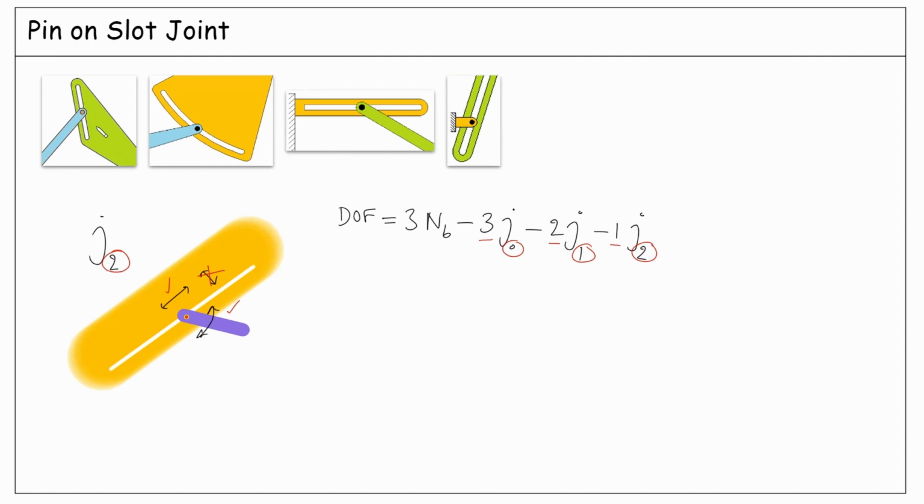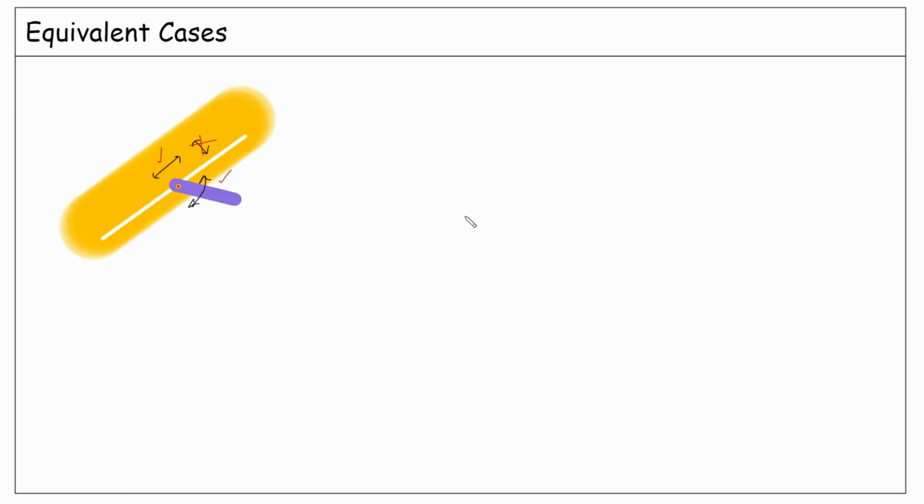As you see in these figures, a slot can be a straight line or a curve. In this example, the slot is on the ground and the pin belongs to a moving body. But in this one, we have the reverse situation, where the pin is on the ground and the slot belongs to a moving body. In these two examples, both the slot and pin belong to moving bodies. We should notice that a pin on a slot joint between two bodies is equivalent to a revolute joint and a prismatic joint between 3 bodies.